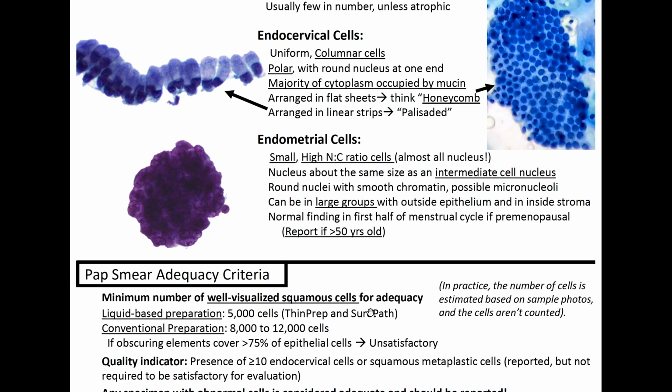And any specimen with abnormal cells is considered adequate and should be reported, regardless of the amount that's obscured or the number of cells. So if you have cells that are atypical or abnormal, could be malignant, that's going to be adequate and going to be something that you're going to assess.